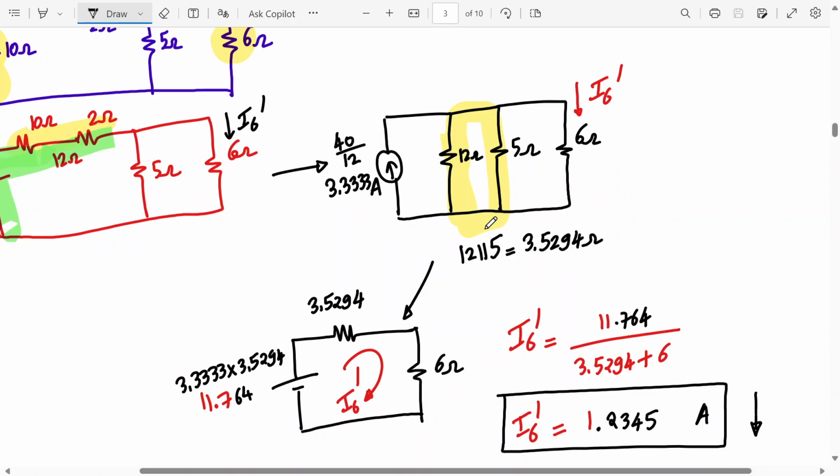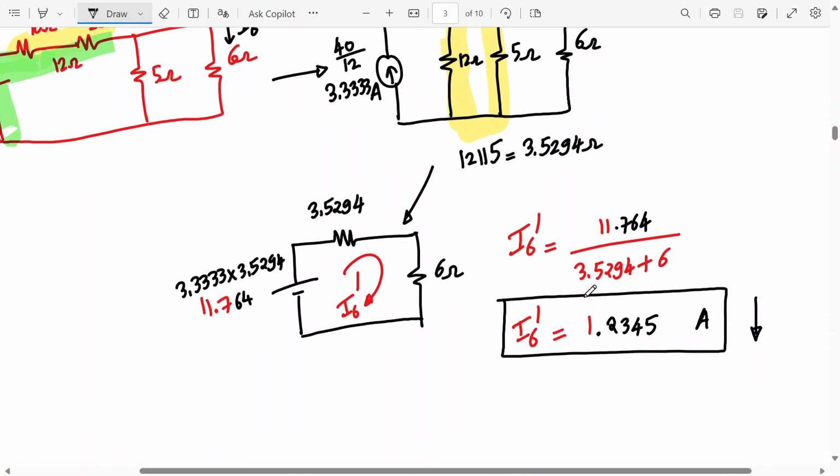Yeah, so this is the way we can complete this. What is 40 by 12? We do 40 divided by 12. Yeah, that is correct. 12 parallel to 5 is how much? Proper value, yeah, it's correct. I was just cross checking the answers. Yeah, 1.2345.